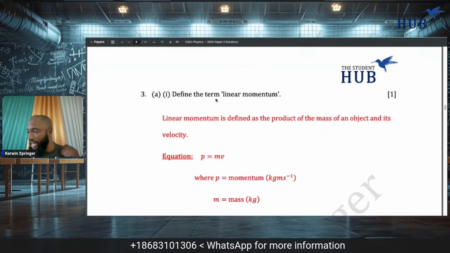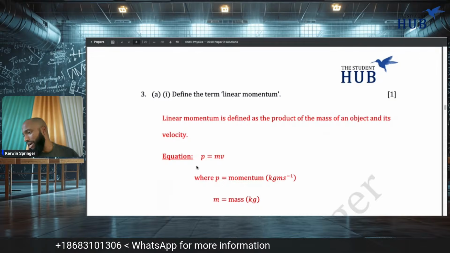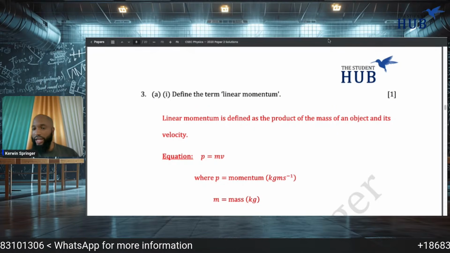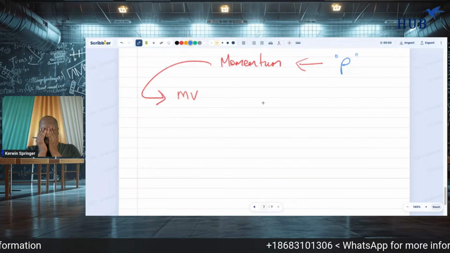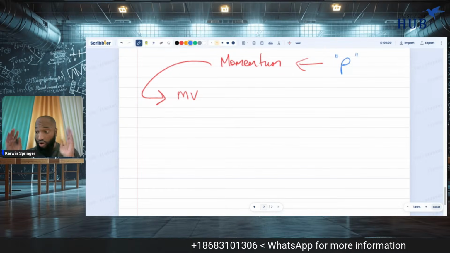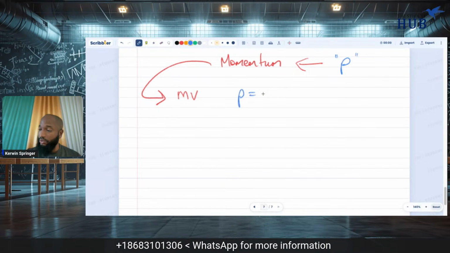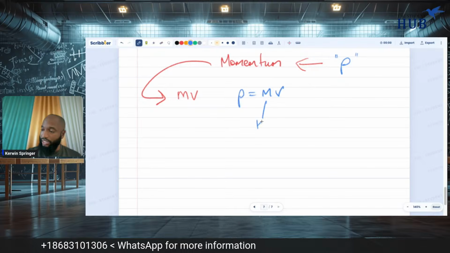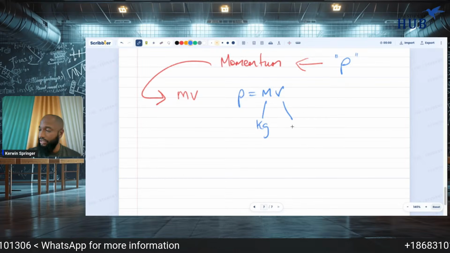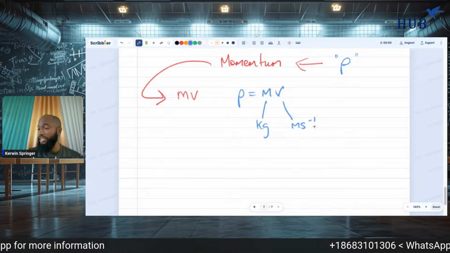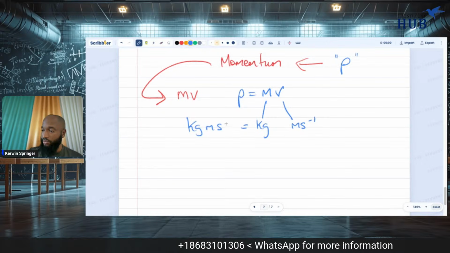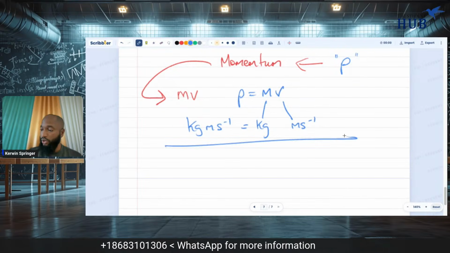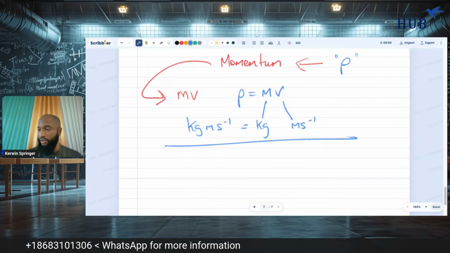Oh, by the way, when they ask to define something, if it's 1 mark, the definition should work. But when they ask to define something, you should always write the formula one time. So P is equal to mv. M is in kilograms. V is in meters per second. That's velocity. So P is kilograms meters per second.